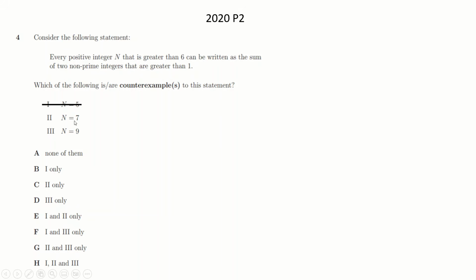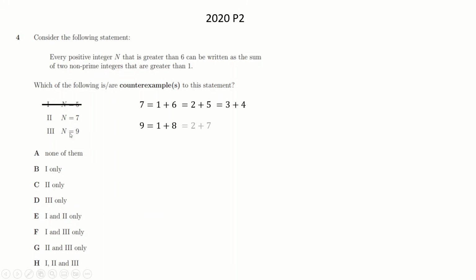So let's just write out all the things that 7 can be the sum of. This, and this. Any of them two non-prime integers greater than 1? Well, these are both non-prime, but one of them is 1, so that doesn't count. Both of those are prime, so that's not okay, and only one of these is prime. So 7 cannot be written as two non-prime integers greater than 1, so 7 is a counterexample. It's bigger than 6 and can't be written in the way they want, so 7 is a counterexample.